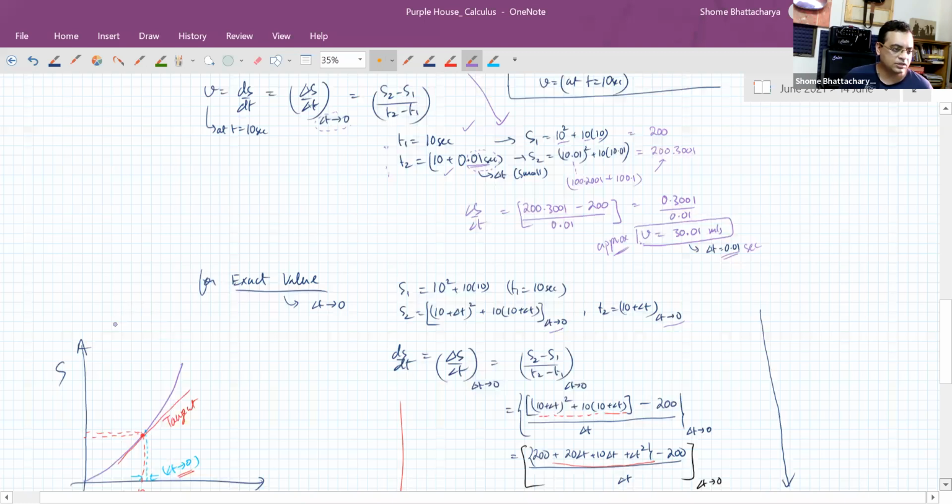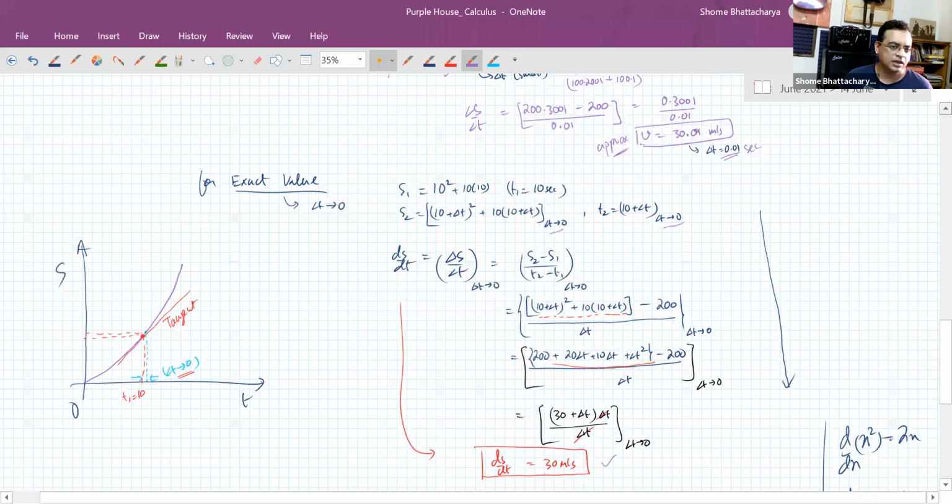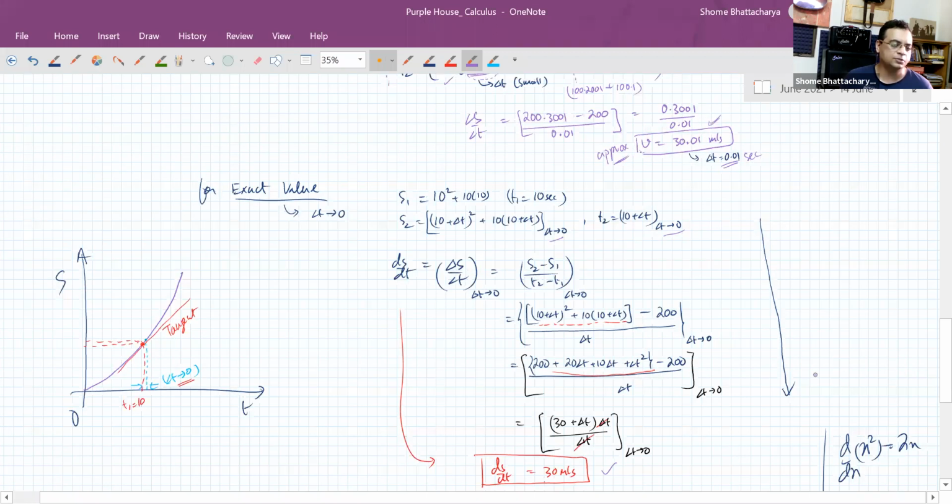So that means when I draw a tangent for this graph at this particular point, it should exactly have a slope of 30 meters per second. Whereas if I had drawn an approximate tangent by taking delta t as 0.01 seconds, I would have got the approximate slope as 30.01.